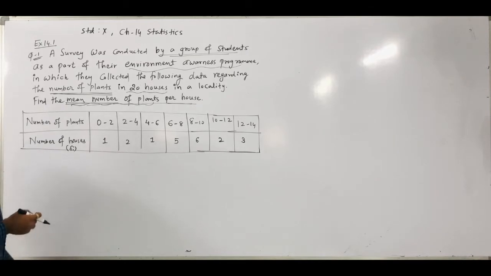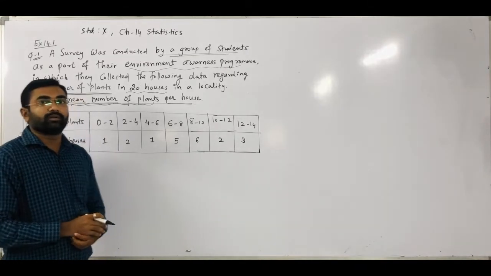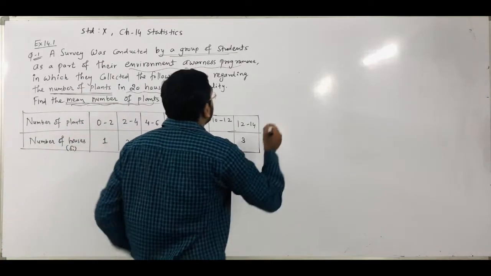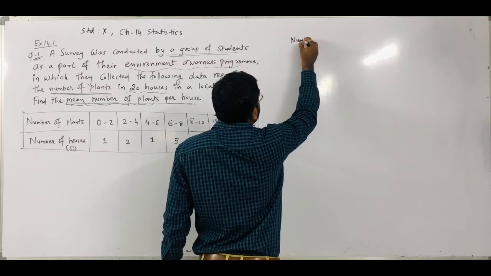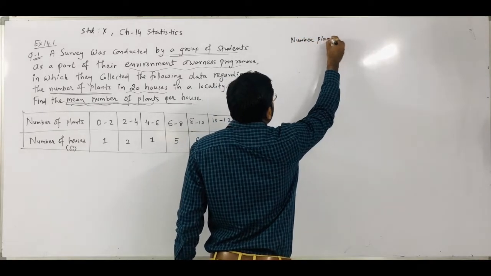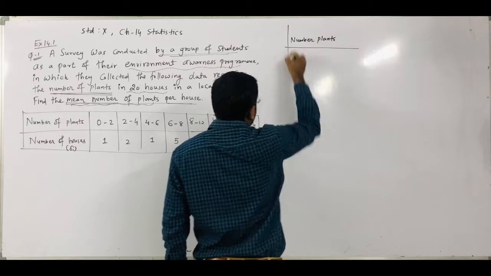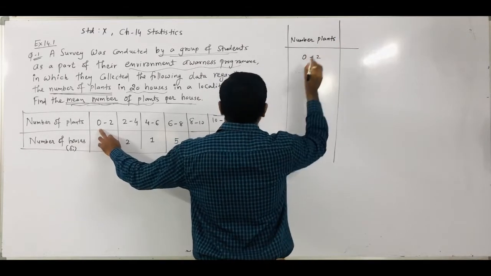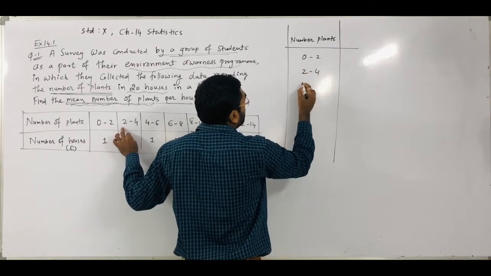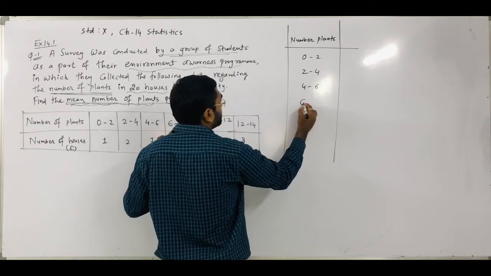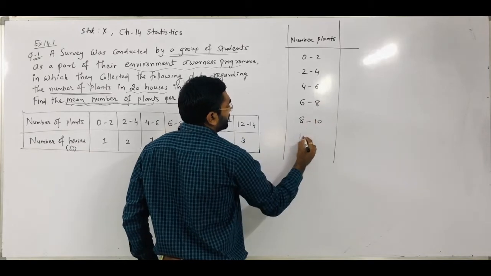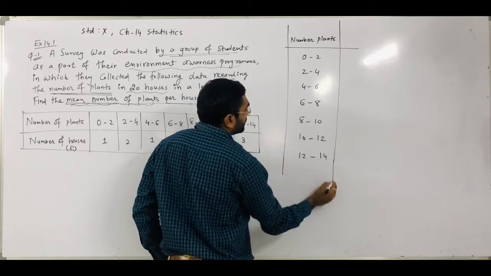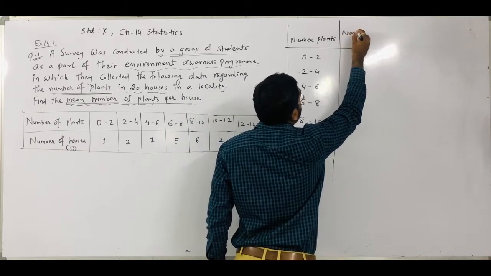So the direct method's equation is what? X bar is equal to sigma fi xi upon sigma fi. For that we have to make our table. Suppose here I write the number of plants, which is given in the form of classes. First class is 0 to 2, second class is 2 to 4, third class is 4 to 6, then 6 to 8, 8 to 10, 10 to 12 and 12 to 14. Then after that we have to write the number of houses.